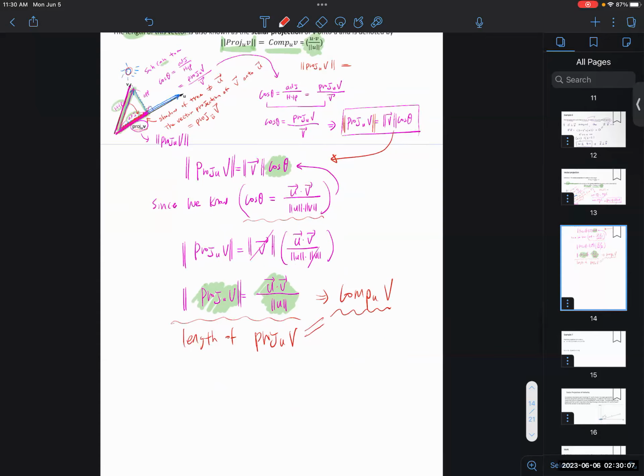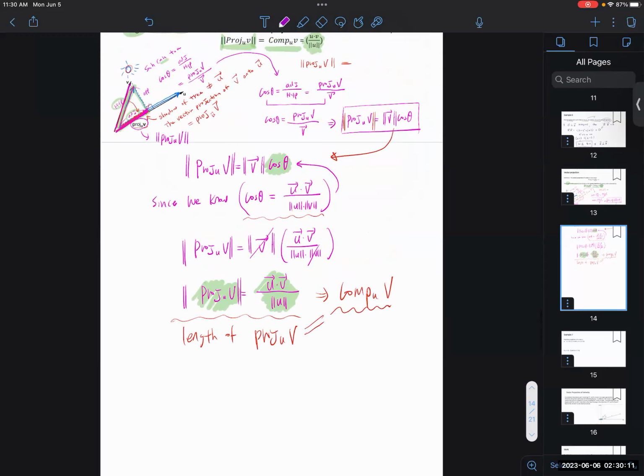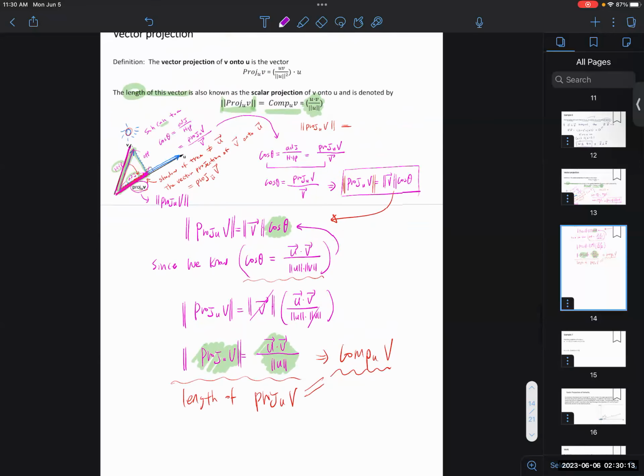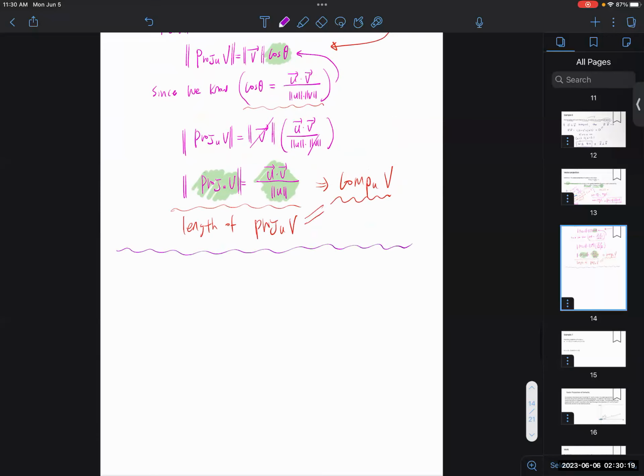Okay. And then I don't want to find out the length. I just want to find out the vector projection UV. Okay. So that's a little bit different formula. So I'm going to write it here. So we just proved this formula, but now I want to find out the projection UV without the length. This is not the length. I just want to find out the vector projection. This is the vector projection of V onto U.